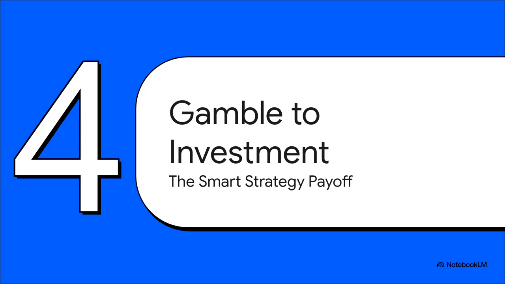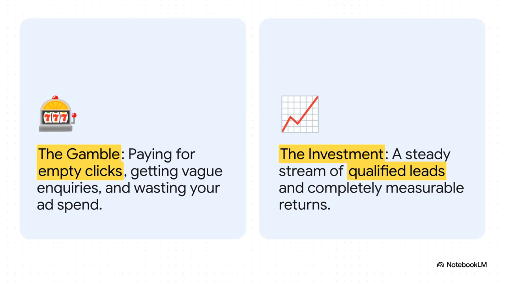So when you actually put these 3 steps together, something really amazing happens. Your whole approach to marketing just transforms. It stops feeling like you're at a casino, gambling your money away, and it starts feeling like a smart, predictable investment. This slide just nails that transformation. You literally move from the column on the left, wasting money, getting vague inquiries, just watching your budget disappear, over to the column on the right: a steady, predictable flow of qualified leads, having actual conversations with serious buyers, and seeing a measurable return on your ad spend.